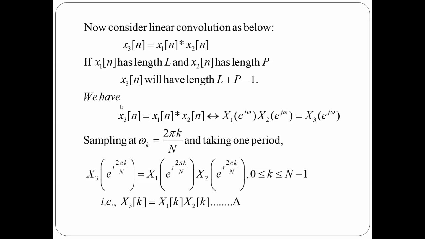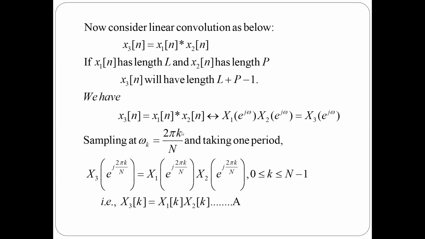So what is the length of x3 of n? L plus P minus 1. Now let us sample x3 of e power j omega at omega k equal to 2 pi k by N. N can be some value, N need not be equal to L plus P minus 1, maybe it is less than L plus P minus 1, or maybe it is greater than or equal to L plus P minus 1. We will see the implications later, but N could be some value.